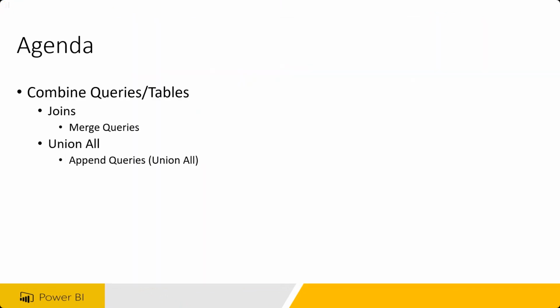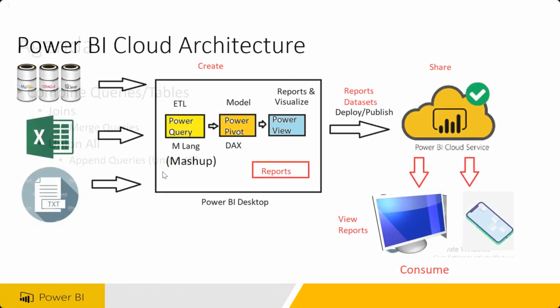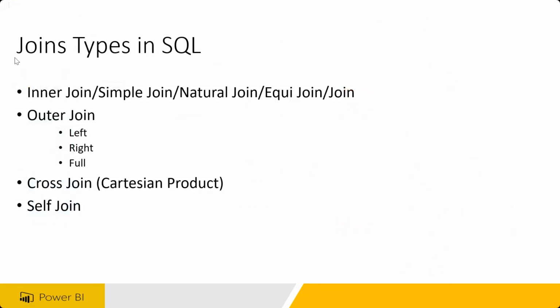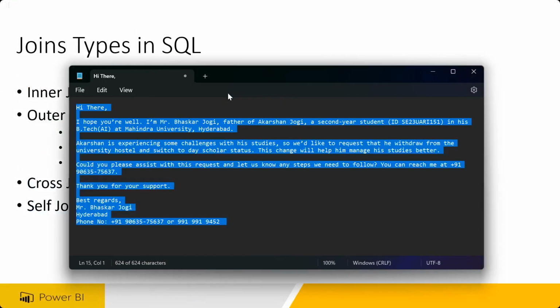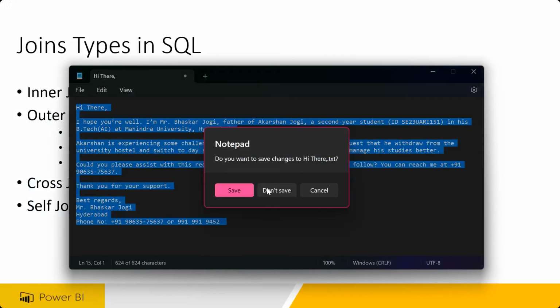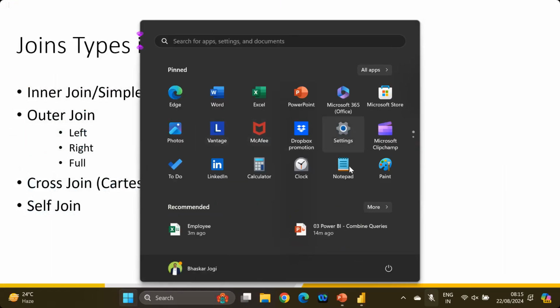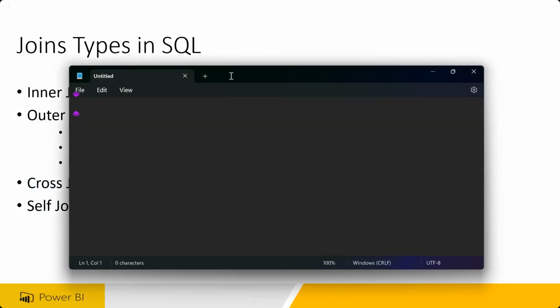Let me tell you what joins are. Joins are called merging queries in Power BI. Union is called appending queries in Power BI. These are SQL concepts. So, join types in SQL, we have these many joins, but the first question is why joins is important, right? So why joins is important is very, very important.